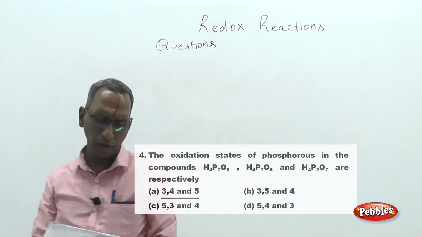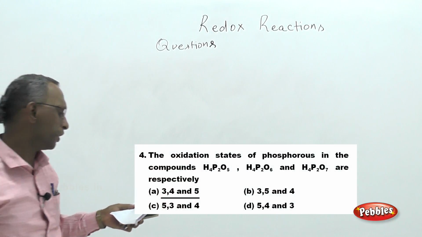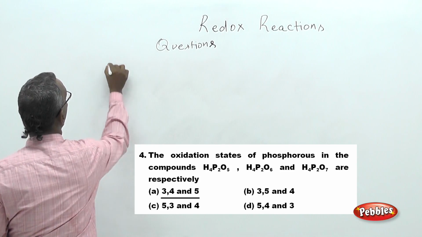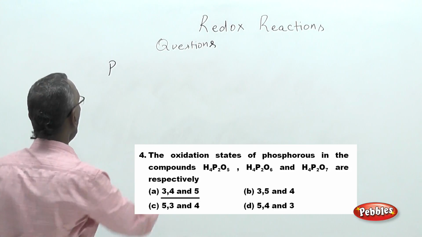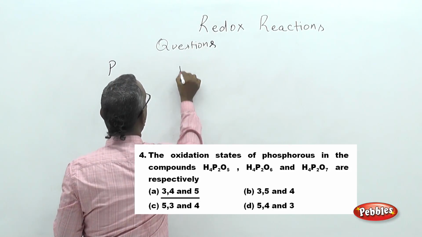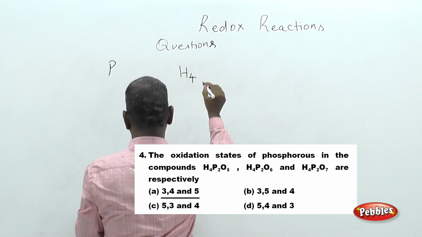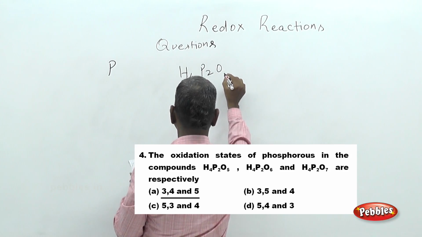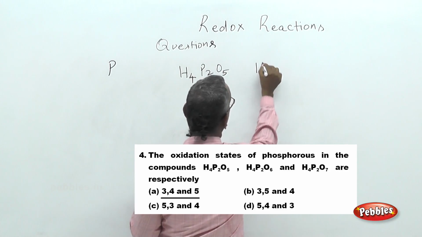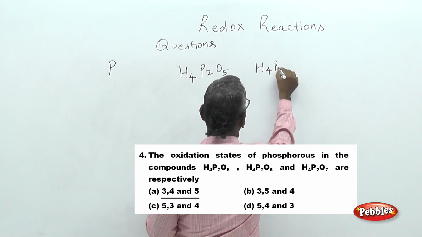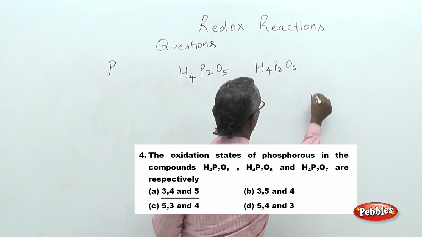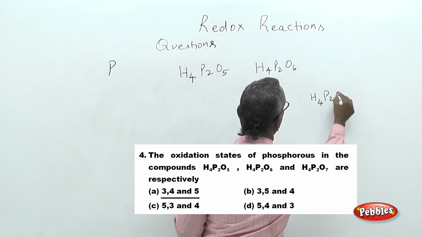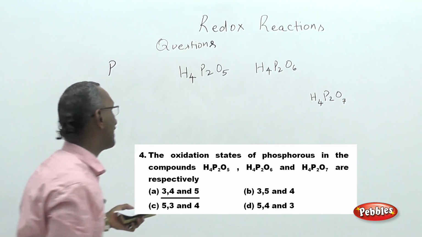Now, this question is also based on the calculation of oxidation number. The question reads: oxidation states of phosphorus in 3 compounds are given. Their molecular formulas are H4P2O5, H4P2O6 and H4P2O7. All are phosphorus based acids, oxyacids.